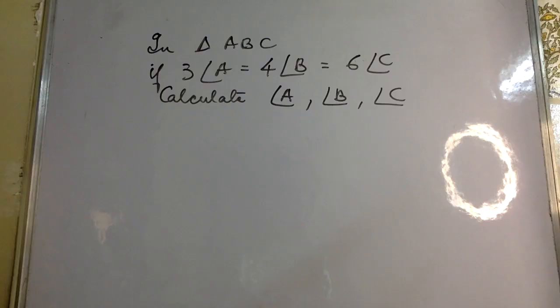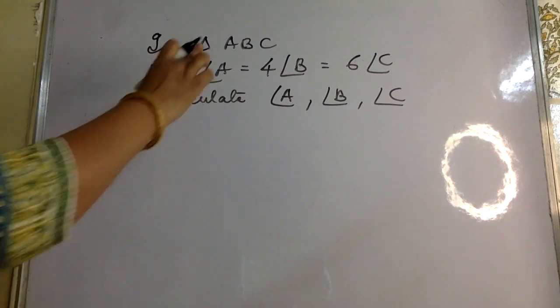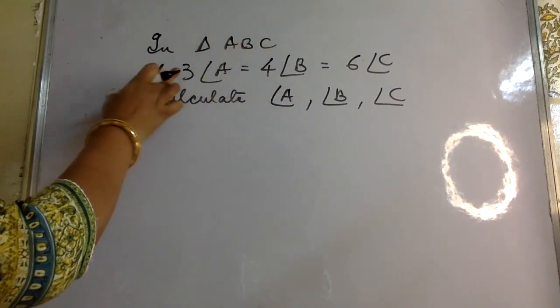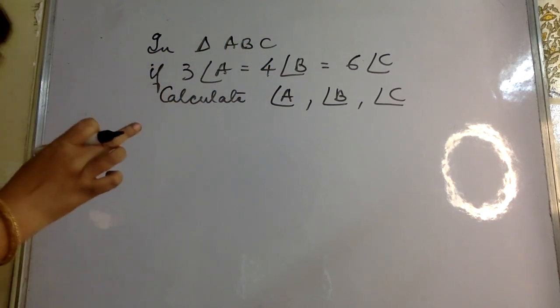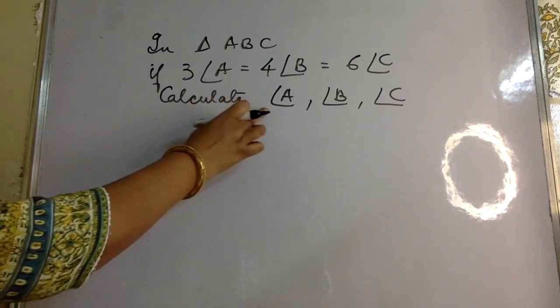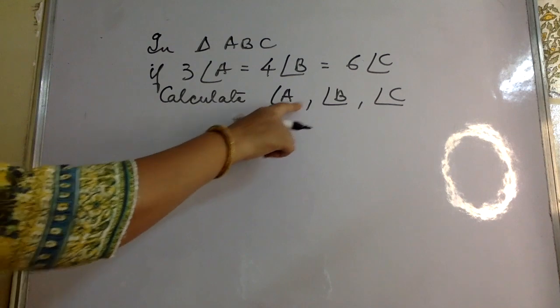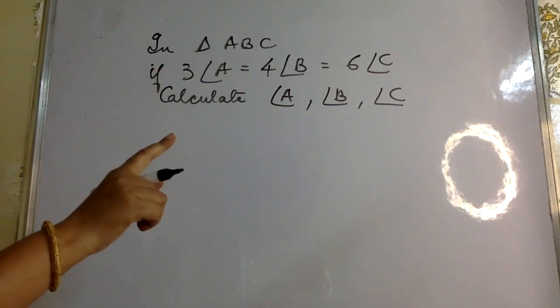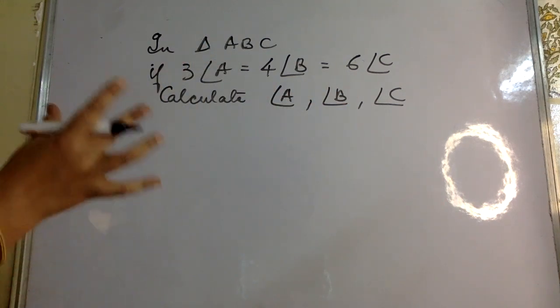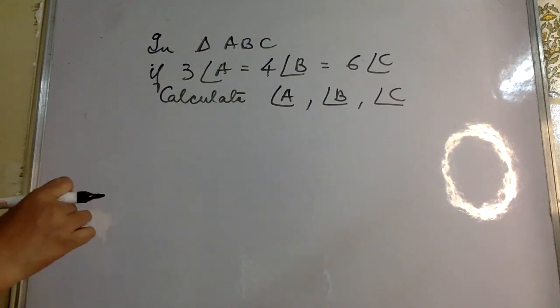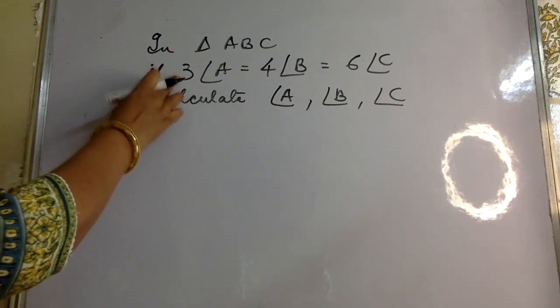So here is a sum which says: in a triangle ABC, this is the condition which has been given to us. Calculate angles A, B and C. Naturally these are the three angles of one triangle. Now we don't need a diagram for this sum, we can manage it without the diagram, but this is the condition which has been given to us.